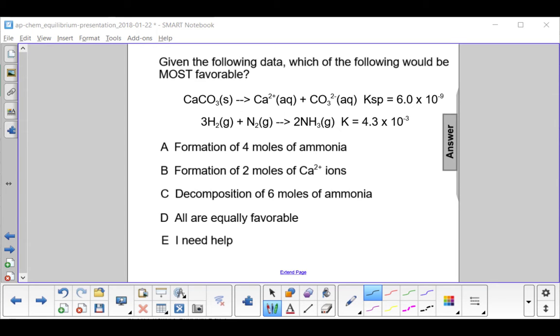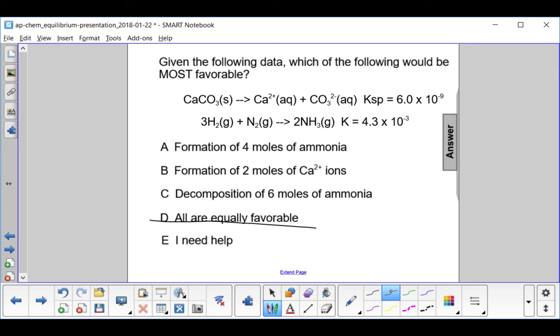Okay, so generally speaking, the ammonia reaction is more favorable than dissolving the calcium carbonate because it has a larger value of K. But I think we can go ahead and say that D then is not correct. They're not all equally favorable. But let's see. Formation of 4 moles of ammonia.